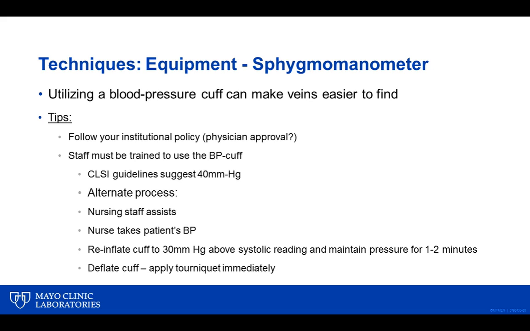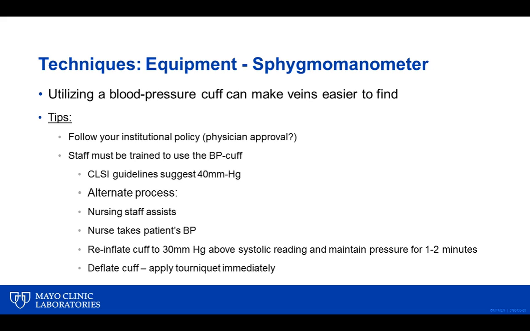We would try things like the massage or gravity or warming the limb, but certainly if those fail, follow your institution's policy on how to use them. There's a couple different techniques out there. One of them is just utilization of the blood pressure cuff in lieu of a tourniquet, and CLSI guidelines suggest 40 millimeters of mercury. Basically the blood pressure cuff is applied, pumped up to 40 millimeters of mercury, and used instead of a tourniquet.